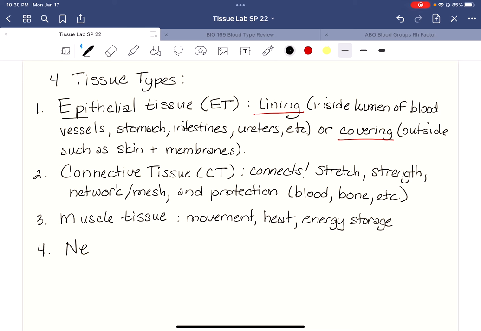And our fourth type is nervous tissue. And this one is, most of you know already, it conducts or let's use a better word, propagates electricity. Propagates electrical impulses.